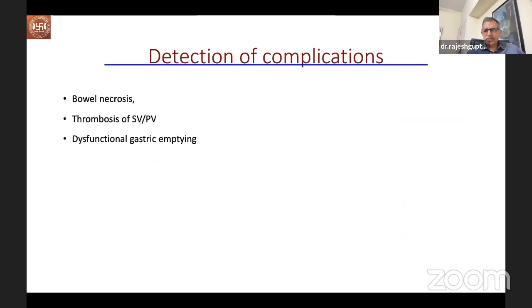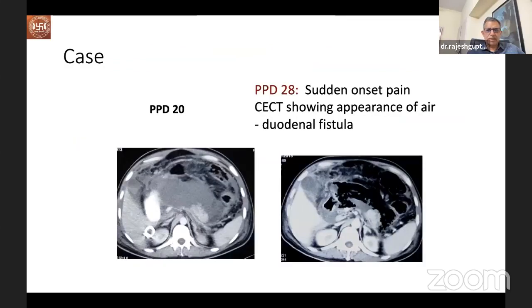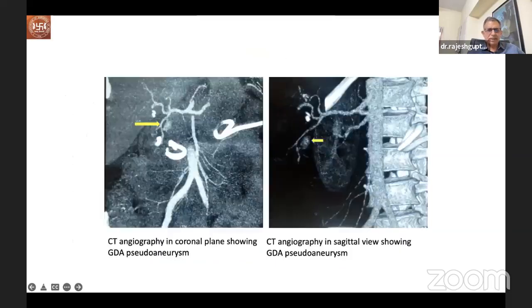In addition, CT scan also tells us about the bowel complication. In a patient who developed acute pain on postoperative day 28, CT showed duodenal fistulization and the diagnosis was made. Similarly, we found that CT scan in a patient who had blood from the drains showed an aneurysm from the gastroduodenal artery, which was embolized successfully.